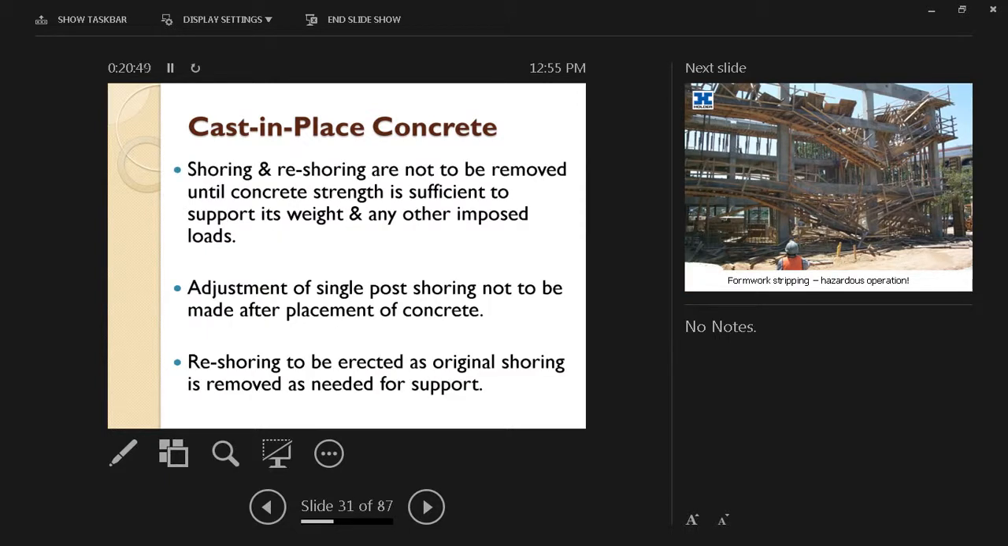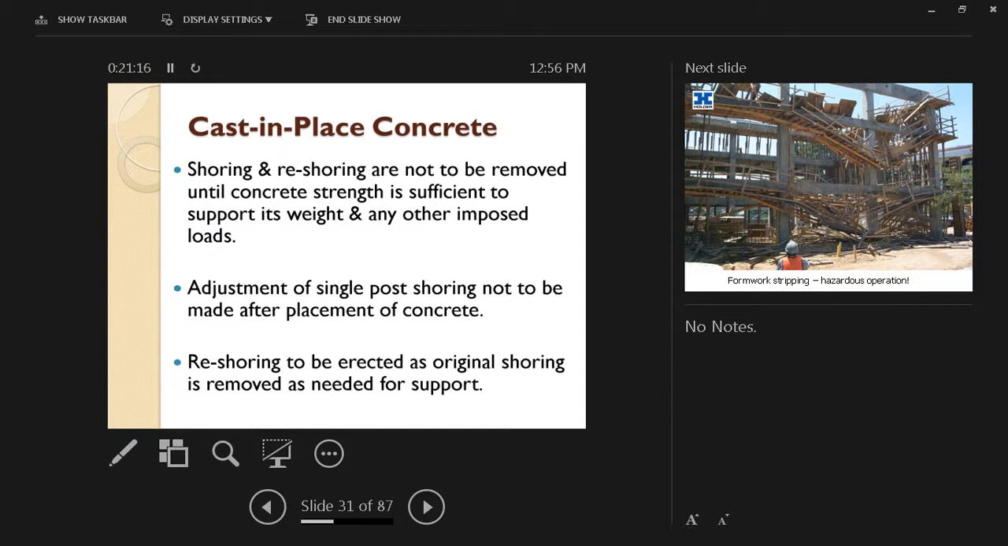Shoring and reshoring are not to be removed until concrete strength is sufficient to support its weight and any other imposed loads. As we mentioned before, that's going to be dictated by code. The code is going to tell you exactly how long it should take before removing the formwork. Because if you remove it too soon, even if the concrete does not collapse, it might sag and cause permanent deformation in the structure, which can lead to weakness later on, leading to collapse.